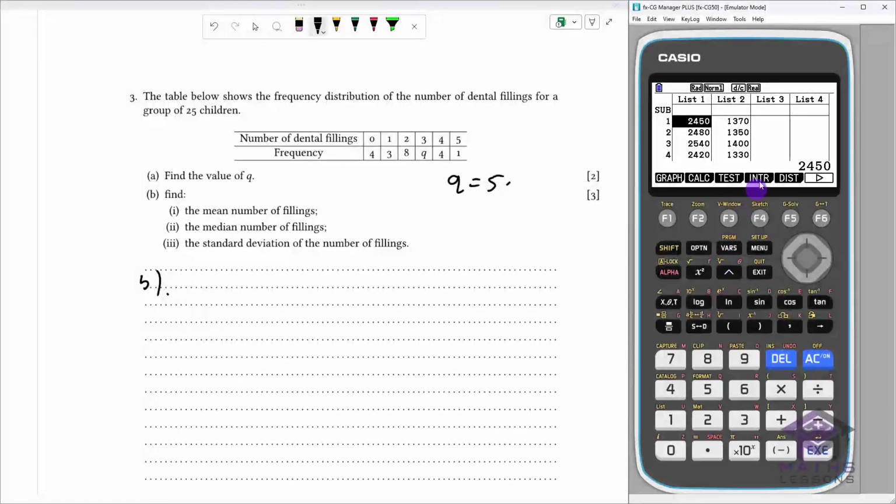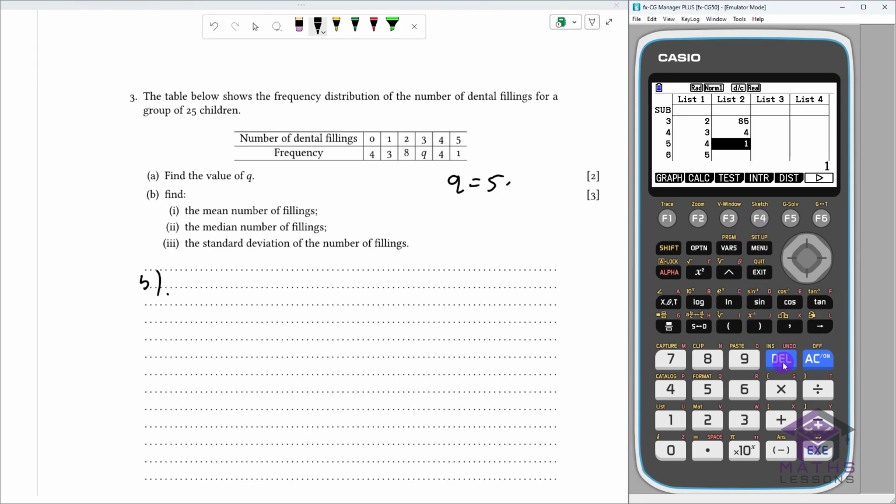Go menu 2, and we're going to put the value, which is the number of dental fillings, in column 1. So we go 0, 1, 2, 3, 4, 5. Let's just delete the rest. Okay, and then go across and put the top ones in. So we go 4, 3, 8, and we've got 5 for Q, and we've got 4. And these are the frequencies. Okay, and we'll just delete the rest again.